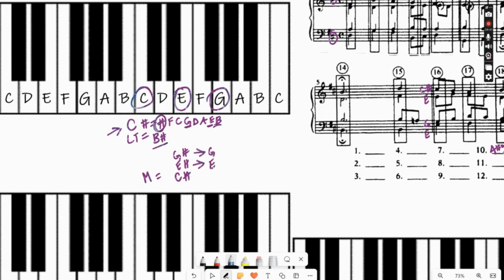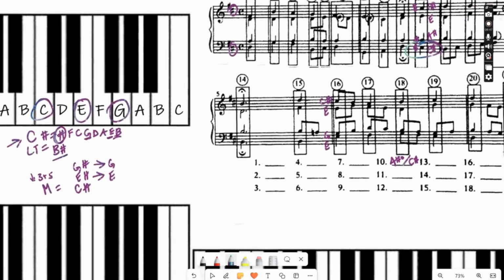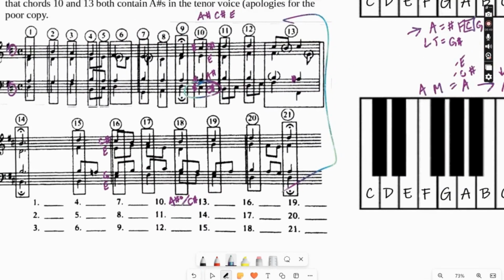So if you have a major triad and you lower the third and the fifth, that means you now have a diminished triad. So number 16, it's C sharp diminished, and then I check and see, is C sharp the root on the bottom? And no, it's E. So I need to write slash E. And then that's it, you're done.